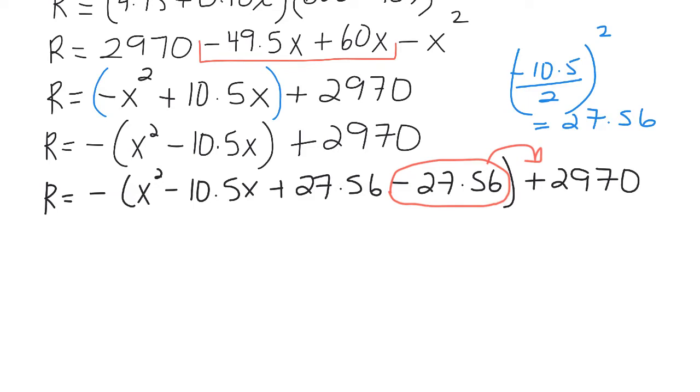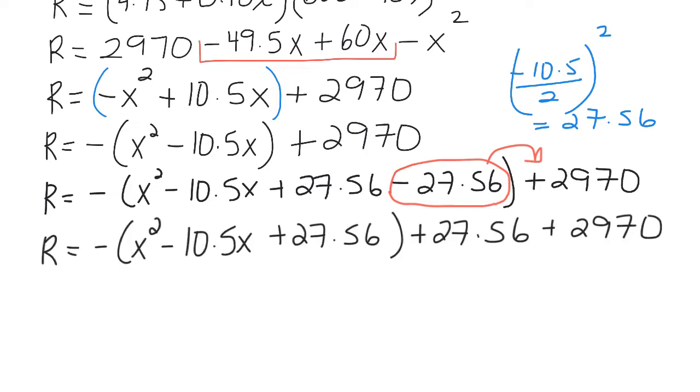But the rule is that when you pull this term out of the bracket, you need to multiply it by the value or the common factor that is at the front of your equation. So for us, we've got a negative 27.56 multiplied by a negative 1. That's going to turn into a positive 27.56. So my positive 27.56 is now outside of my bracket, and I go ahead and recopy my positive 2,970.